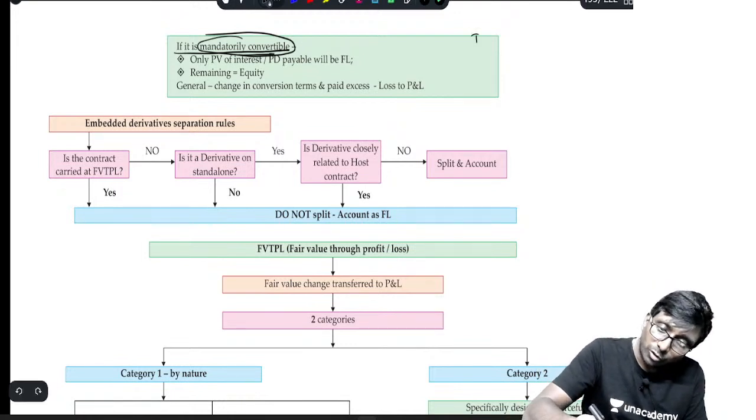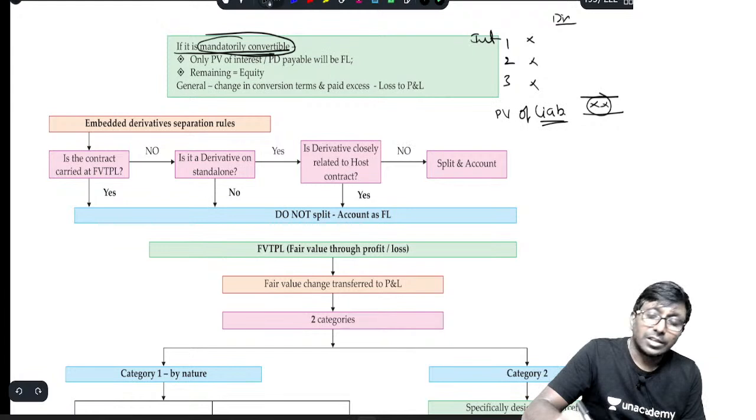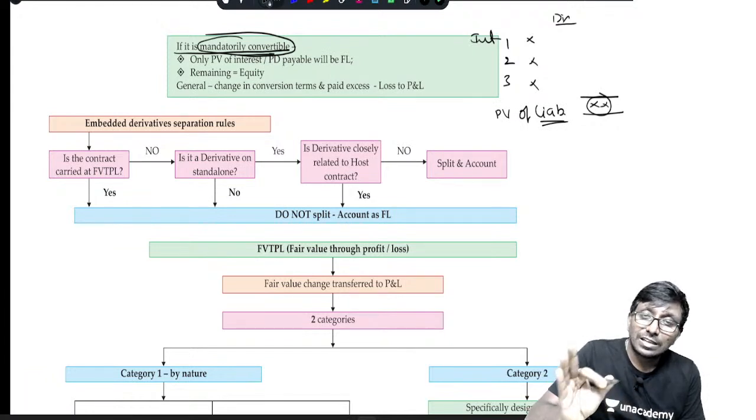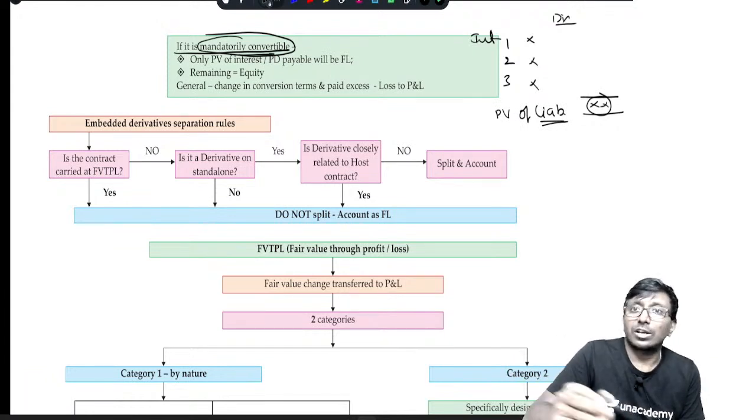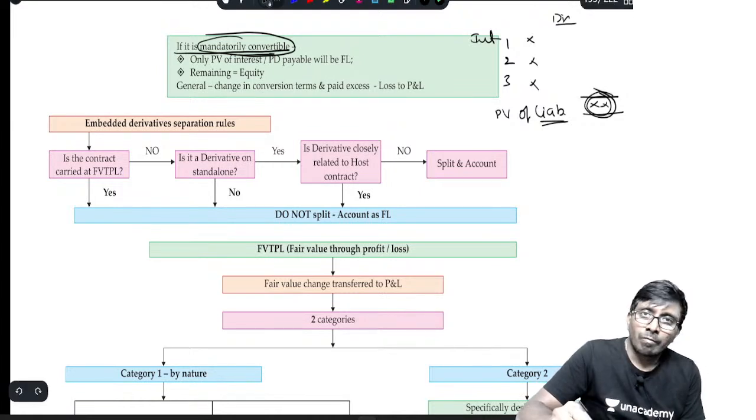Your interest will be there, for year 1, year 2, year 3. Take the interest part alone. Discount it at the market rate. This is the present value of liability. Here there is no principal, only interest is your liability. Total proceeds minus the present value amount.